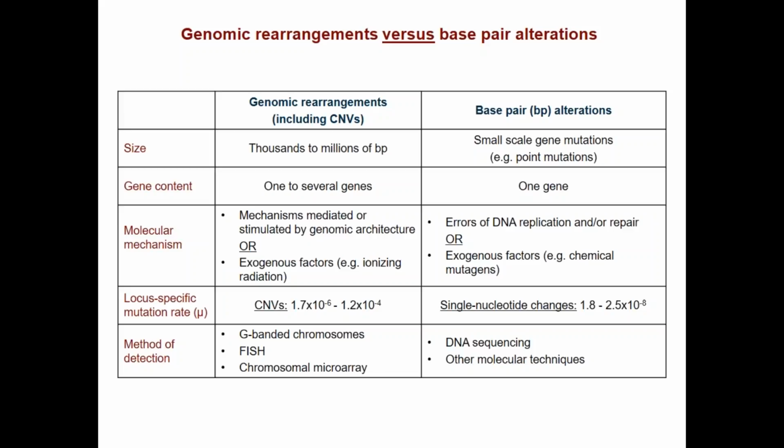So this is another important table that shows you the difference between genomic rearrangements, including CNVs, and base pair alterations, which are the single nucleotide changes. Size-wise, these CNVs are in the kb to the megabase range, whereas the base pair alterations are quite small, like point mutations. As I said, 1, 2, or a few base pairs. The gene content: this is only one gene at a time, whereas this can contain or span several genes.